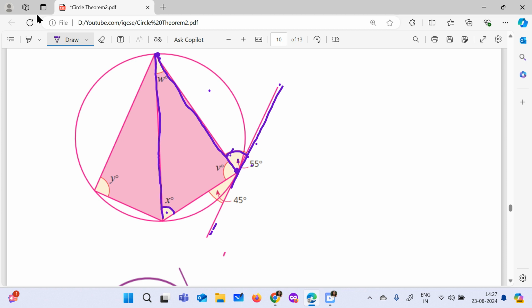Is it the 55 one? Yes, this is 55 because this is in the alternate segment from the same chord. So you can say x is equal to 55 degrees, and you must write the reason: angle in alternate segment. Is this clear to you? Yes, Miss. Okay, now let's see another.